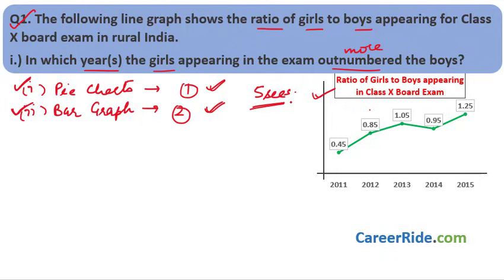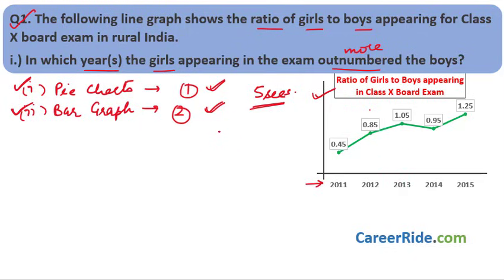Okay, so pay attention. I don't want that any one of you should skip or miss these type of questions, because all of these are very scoring questions, and missing them out would mean missing out on an opportunity. Okay, the question says this is the ratio of girls to boys appearing in class 10th board exam, and the data is given to you for some years. Look at the x-axis, 2011, 12, 13, 14, 15. For these 5 years the data is given to you.